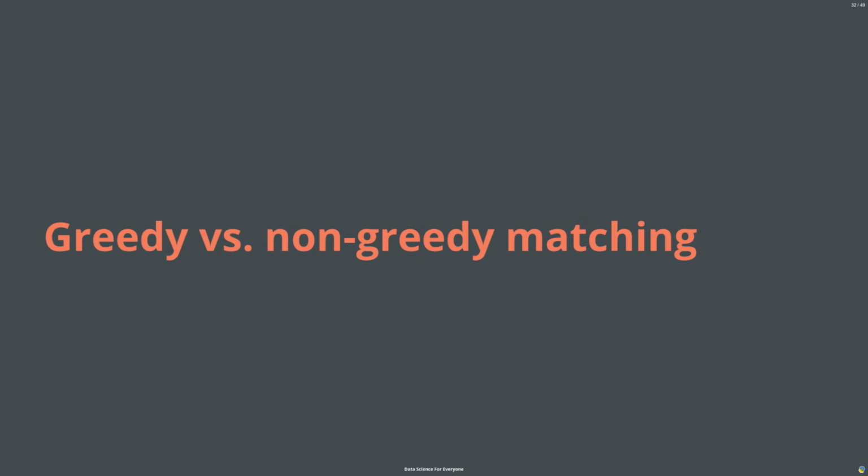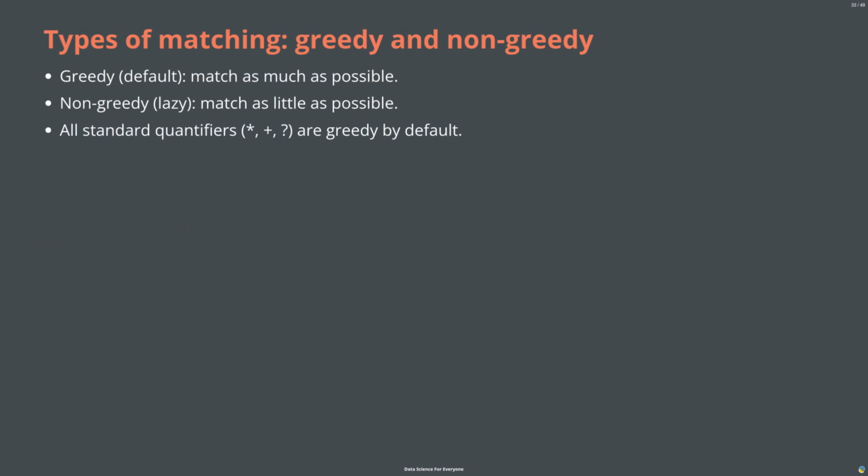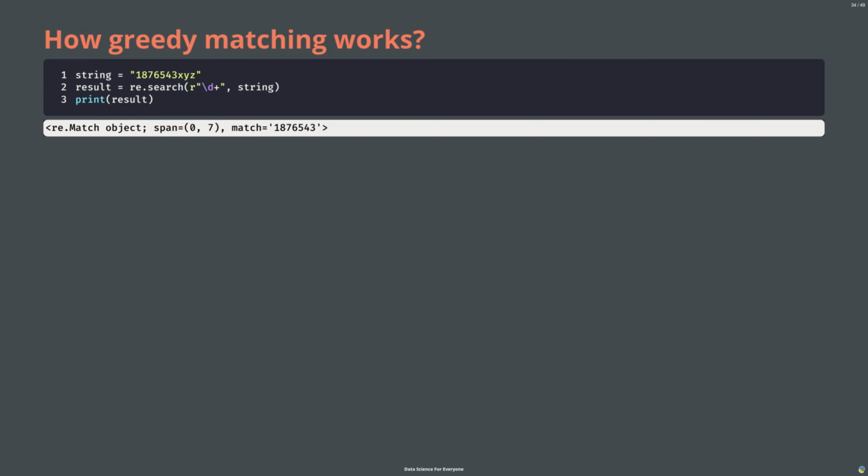We have worked with repetition quantifiers before. In this part of the video, we'll dive deeper into how these quantifiers behave during matching, and we'll discuss greedy versus non-greedy matching. There are two main ways quantifiers try to match patterns: greedy and non-greedy, sometimes called lazy. The quantifiers we have seen so far, such as star, plus, or question mark, are greedy by default. Greedy quantifiers try to match as many characters as possible. They always aim for the longest possible match.